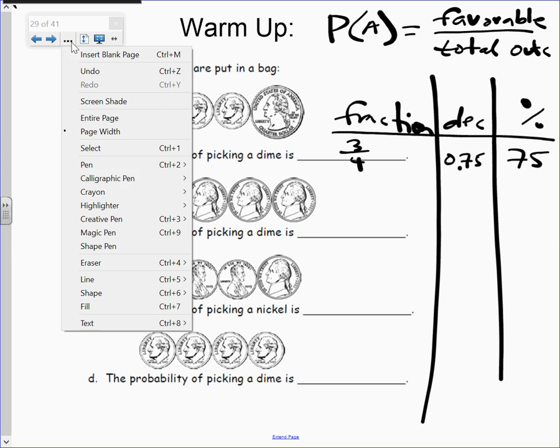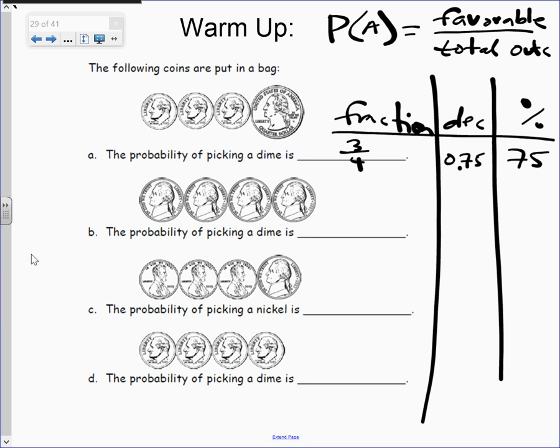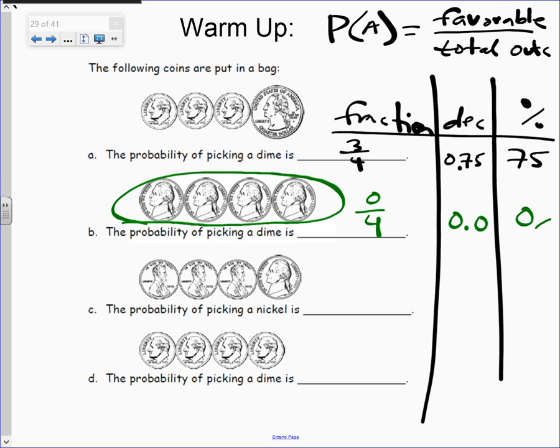Let's try example B here. The probability of picking a dime here. So I have 4 nickels. What's the probability of getting a dime? 0. 0 out of 4. In other words, it's impossible. 0.0, 0%. Think of our scale of probability from last week on our notes. Anything that's 0 is going to be an impossible event, impossible outcome. Cool?